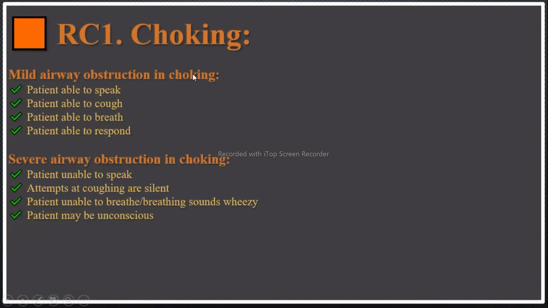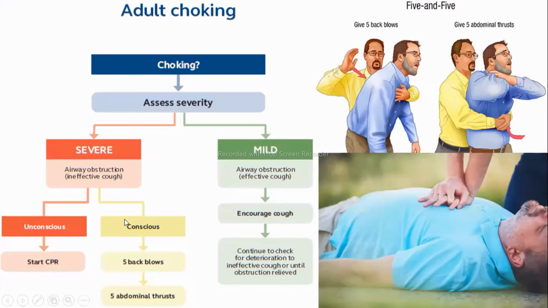Mild airway obstruction in choking. How to understand whether he has mild or severe airway obstruction? If the patient is able to speak, cough, breathe, and respond, it's mild. If not, it's severe: unable to speak, attempts at coughing are silent, unable to breathe, maybe unconscious.